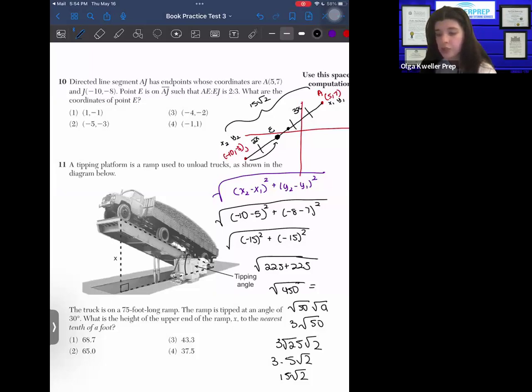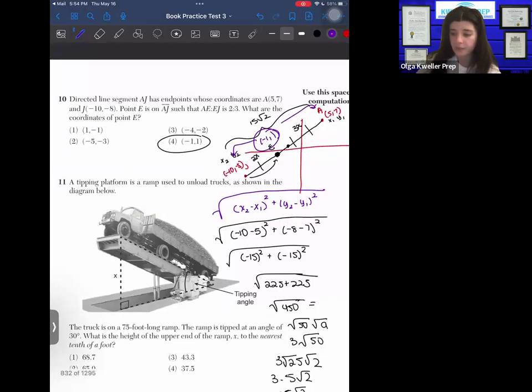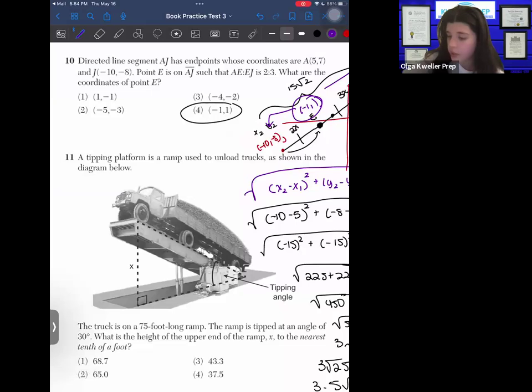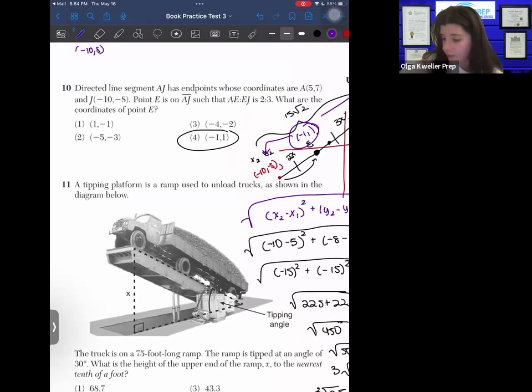Another way to do it is to just test the values, like I said. So let's say we're going to test this point, -1, 1. What we can do is use the same formula and find the distance between -1, 1 and -10, 8, and -1, 1 and 5, 7, and make sure that those distances are in a 2-to-3 ratio. Does that make sense? So I'm going to zoom in and do it up here so you can see what I'm talking about. Let's say we're testing -10, 8, and -1, 1, and then -1, 1 and 5, 7.